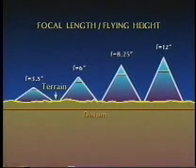Flying height focal length relationship. Here we see 4 cameras flying at different altitudes but photographing at the same scale. Compared to a 6-inch focal length camera, a longer focal length lens will allow a higher flying height, and a shorter focal length lens will allow a lower flying height, all yielding the same photoscale.